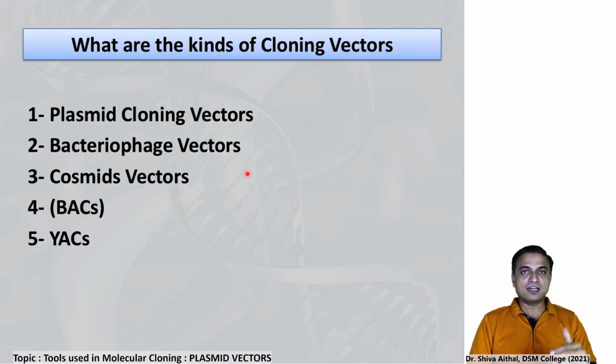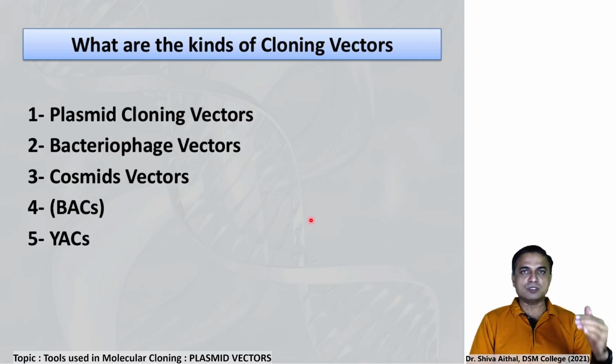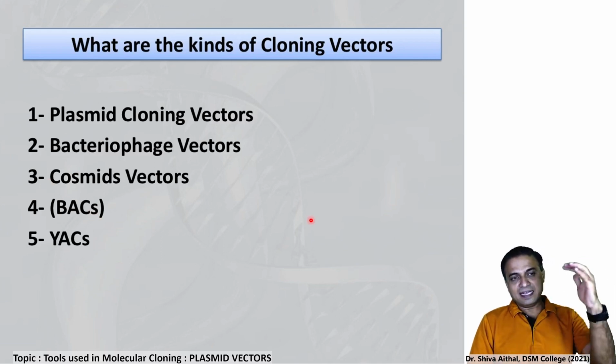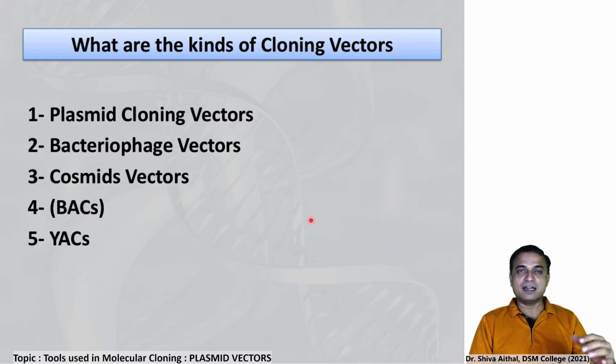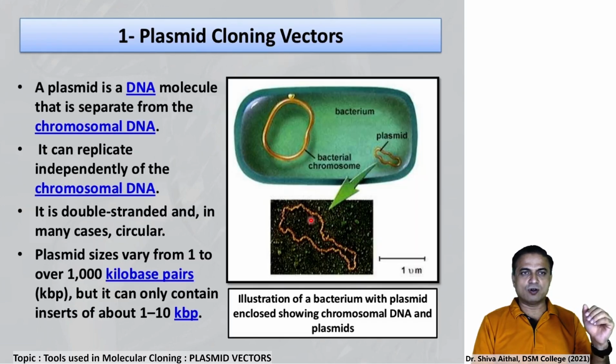You can add a sixth type of cloning vector here, HACs or human artificial chromosomes. What is the hierarchy? The hierarchy from 1 to 6 is that as it goes on down the ladder, from plasmid, bacteriophage, cosmids onward, you can insert larger DNA fragments, that is a larger sized gene of interest, into your vectors. So this is the beauty of recombinant DNA technology.